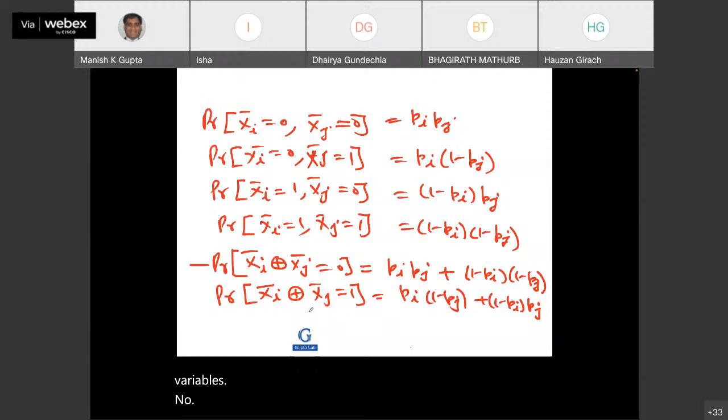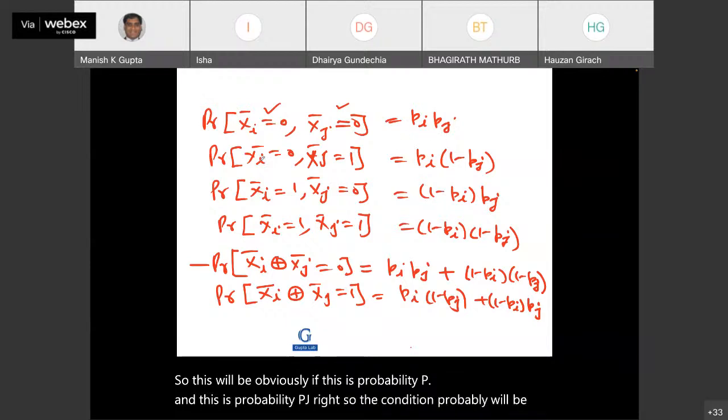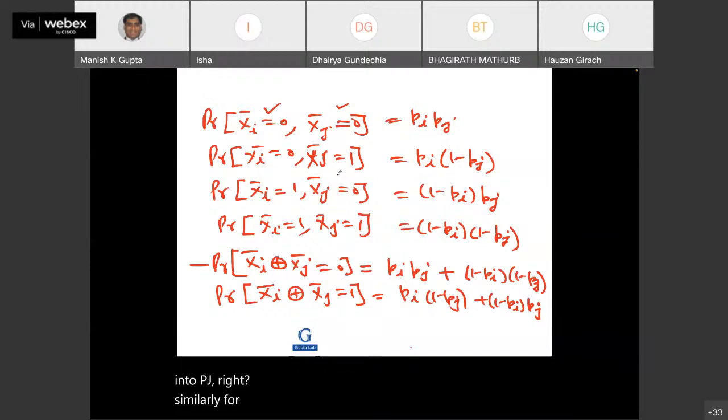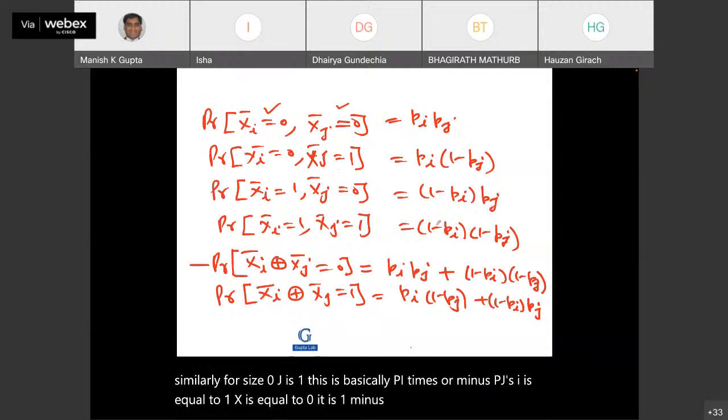Now, what is the probability that xi is equal to 0 and xj is equal to 0? This will obviously be pi times pj, right? Similarly, for xi is 0 and xj is 1, this is pi times 1 minus pj. For xi equal to 1 and xj equal to 0, it is 1 minus pi times pj, and so on. We can compute all the probabilities.